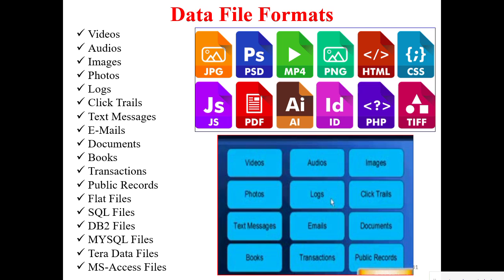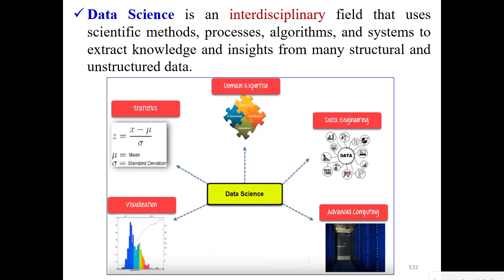So at a high level we say variety is a dimension and a characteristic of big data and data science. Data science is a multidisciplinary and interdisciplinary field that uses scientific methods, processes, algorithms and computer systems to extract meaningful patterns and insights from many structured, unstructured and semi-structured data. That's why, if you want to perform data science applications, you need domain expertise, data engineering, advanced computing, visualization and statistics, etc.